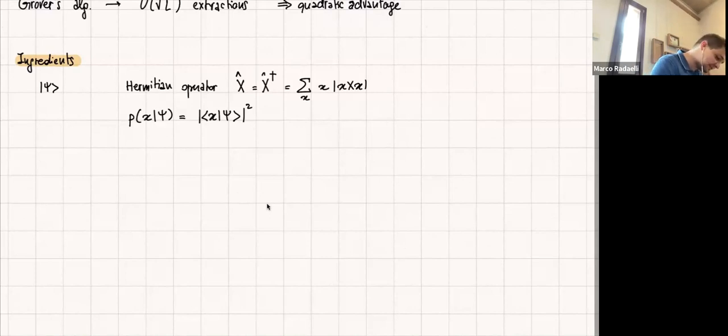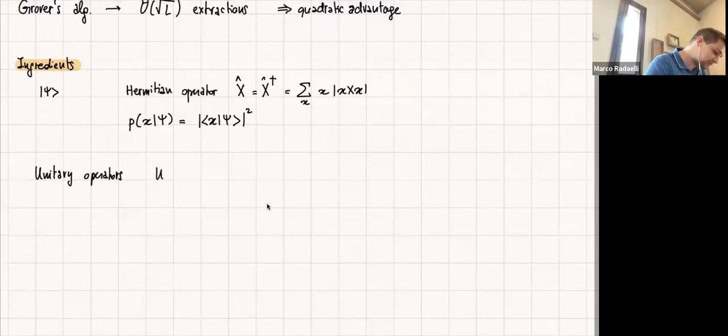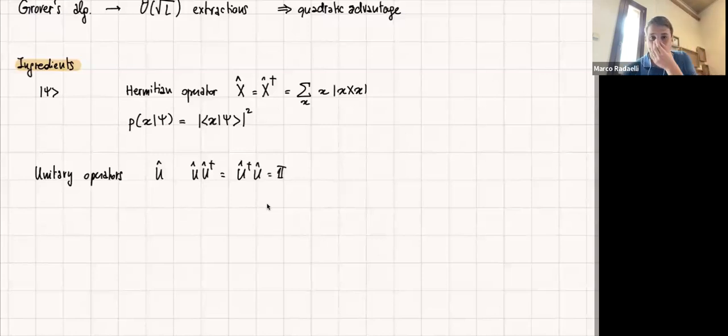Second ingredient, we will need unitary operators. A unitary operator is an operator U which has the property that U dagger U is equal to U U dagger, which is the identity. What the unitary operator in a sense represents is a reversible evolution. We will see that this is rather crucial in a second. So every time I have an evolution represented by U, I can always reverse that evolution with U dagger.